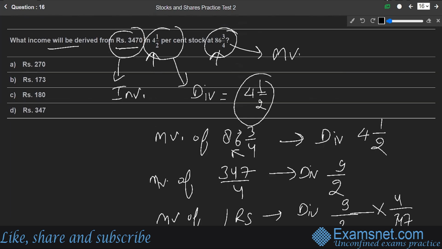Let us see where it is available. It is clearly available in option number C. Rupees 180 is the final income.